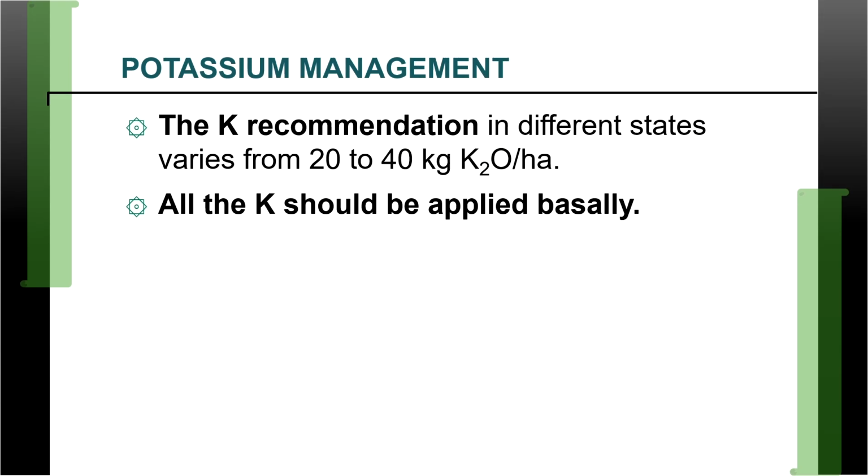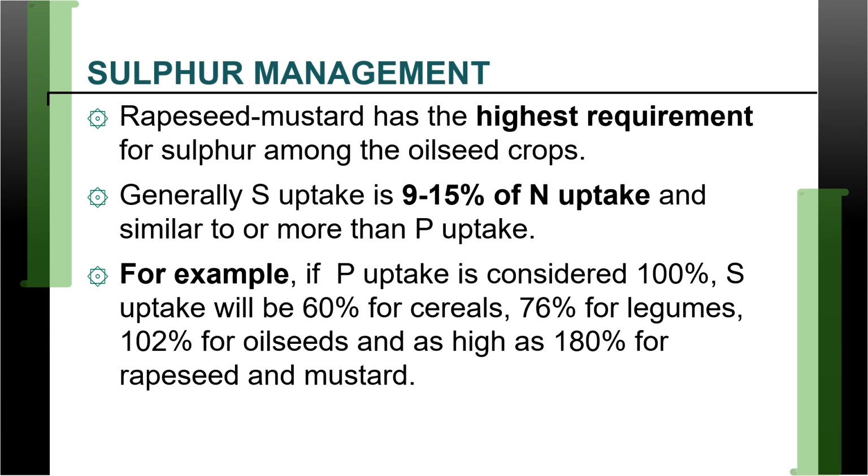The potassium recommendation in different states is 20 to 40 kg, and whatever potassium requirement is there, it should be applied basally at the time of sowing or planting. For sulfur, rapeseed mustard has the highest requirement among all the oilseed crops like soybean, groundnut, etc. Generally, sulfur uptake is 9 to 50% of the nitrogen uptake and similar to or more than phosphorus uptake.